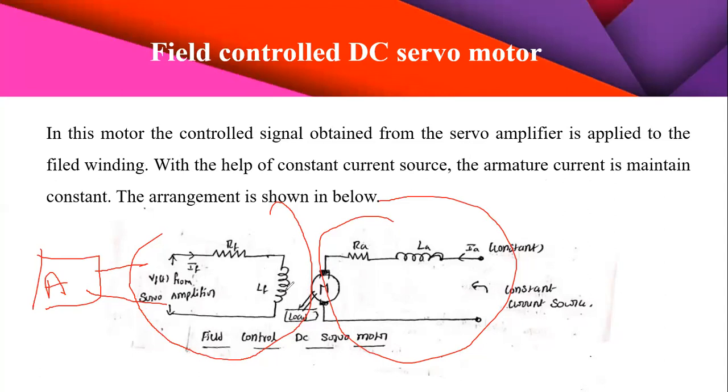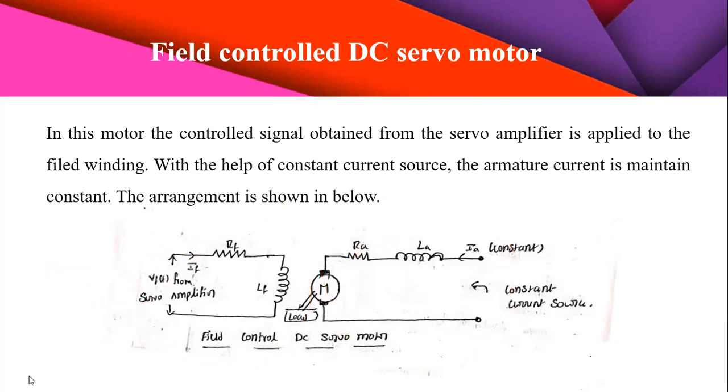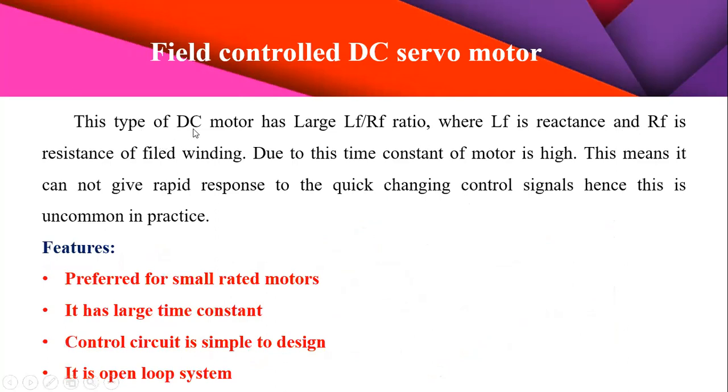Okay. Now in this concept, we are going to derive the transfer function of this device. The transfer function consists of field winding parameters, armature winding parameters, and mechanical parameters. By changing these parameters, we can find how it works based on the parameter changes. Next, this type of DC motor has a large LF by RF ratio, where LF is the inductance of the field winding and RF is the resistance of the field winding. Due to this, the time constant of the motor is high.